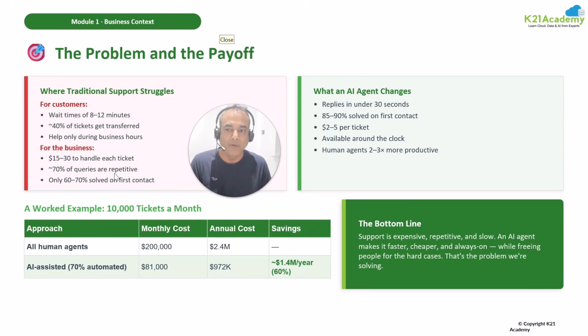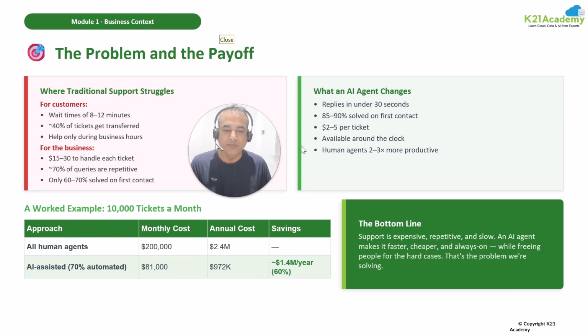70% of these queries are repetitive, which can be solved by an agent in the current world of agentic applications. That's what we're going to do. And now only 60 to 70% are solved on the first contact of the interface. That's the problem we are trying to solve. In order to solve it, we are going to use this agent, which will reply within 30 seconds or under 30 seconds. We're also using it so that 85 to 94% of queries will be solved within the first contact itself.